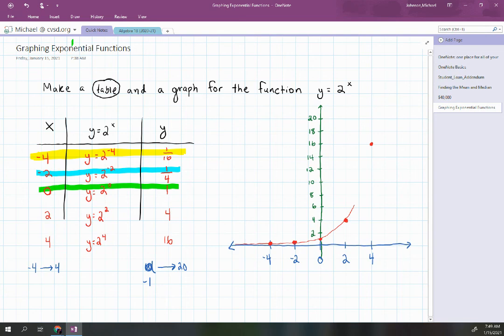And so we can see by this graph that it is increasing as x is increasing, right? As x is increasing this way, the graph is also increasing this way. And so that's how you're going to make a table and a graph, and how you're going to graph an exponential function, just by following that same rule.